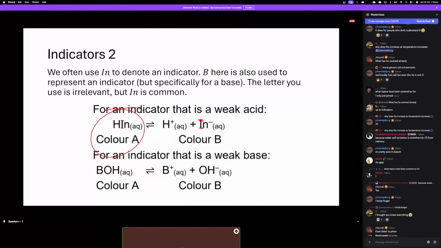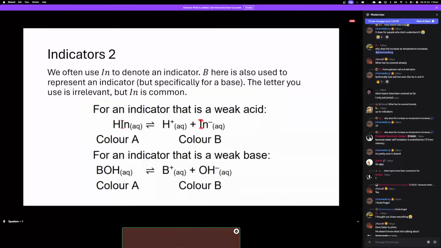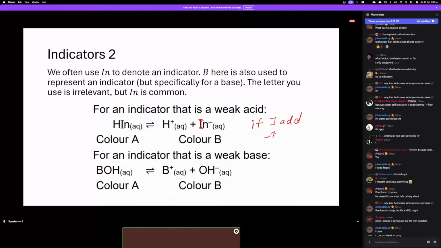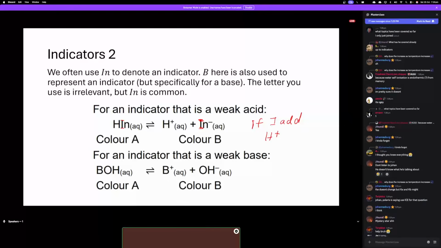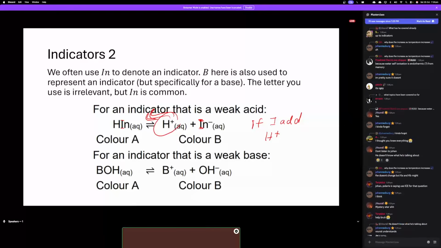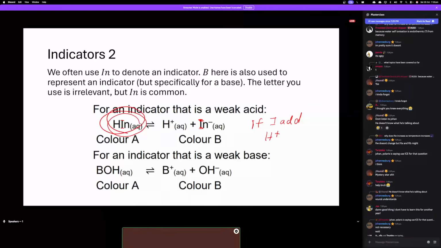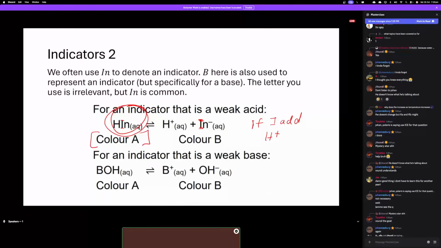So the way it works, as I saw someone ask, let's say I have this. If I add H plus, think about what will happen here. It will favor this reaction because it wants to get rid of this. I have too much of this, so it wants to decrease it and favor the reverse reaction. Then I'm going to get a bunch of this, and it's going to look very strongly like color A.